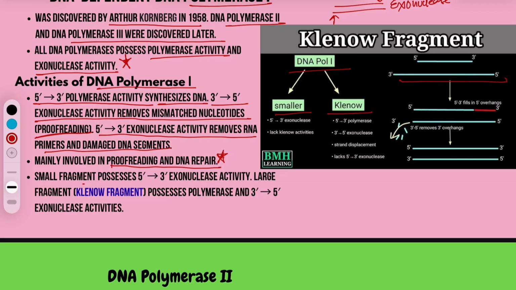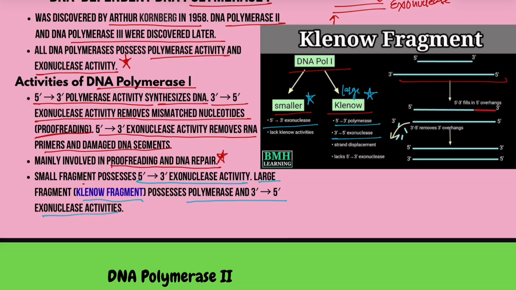Now the whole DNA pol 1 structure is divided into two fragments, of which the small fragment possesses 5 to 3 exonuclease activity, while the large fragment, also called the Klenow fragment, is very important. It possesses 3 to 5 exonuclease activity. So the smaller one has this. In this diagram you can see it has nuclease activity from 5 to 3, while the Klenow fragment has 3 to 5 exonuclease activity, but it has polymerase activity also.